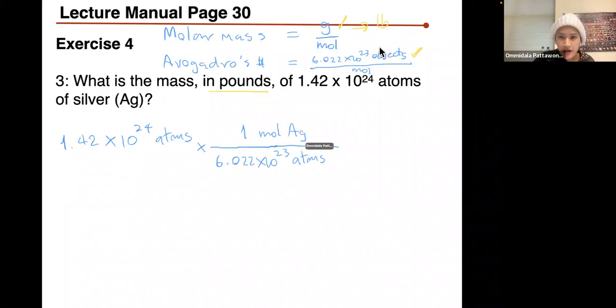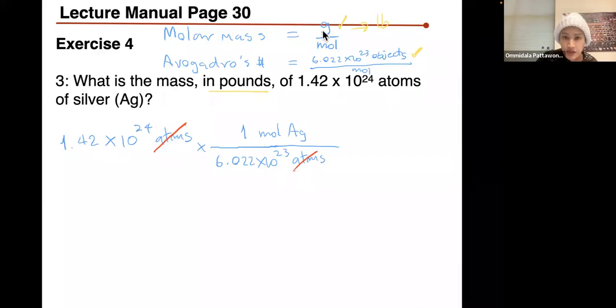Note that the reason I have to flip this is because I want to cancel atoms. If I have this object per mole, I won't be able to cancel the number of objects. So I have to flip that Avogadro's number. Now check the unit. Atoms cancel out. I already used this information, which is the Avogadro's number.